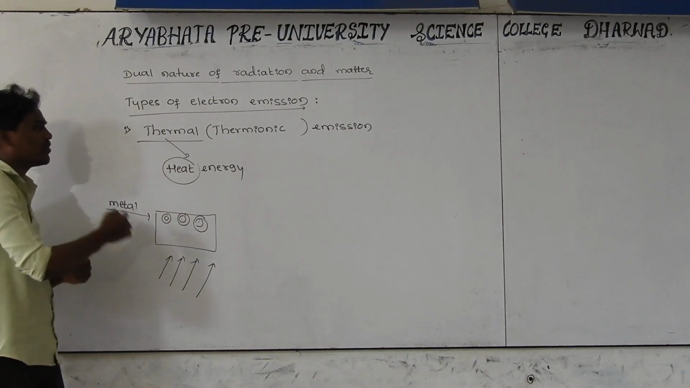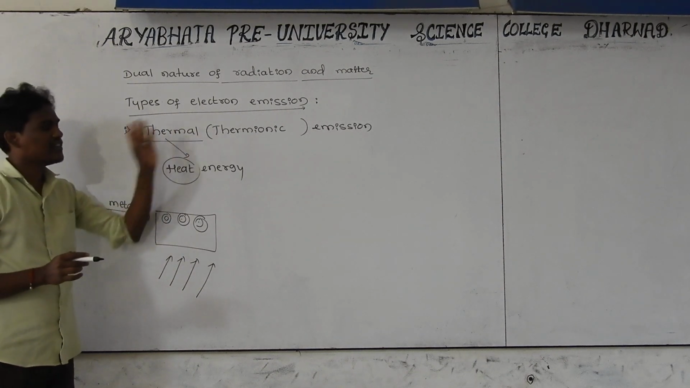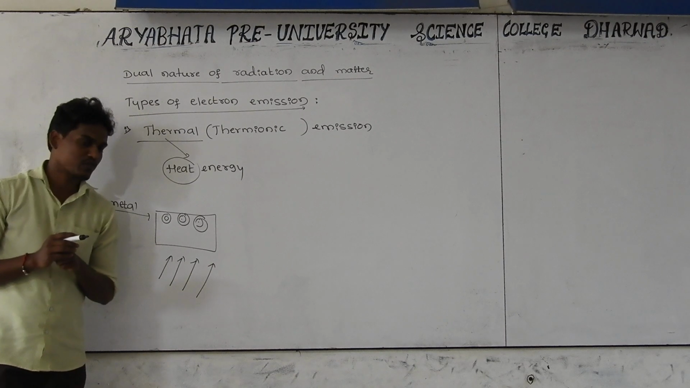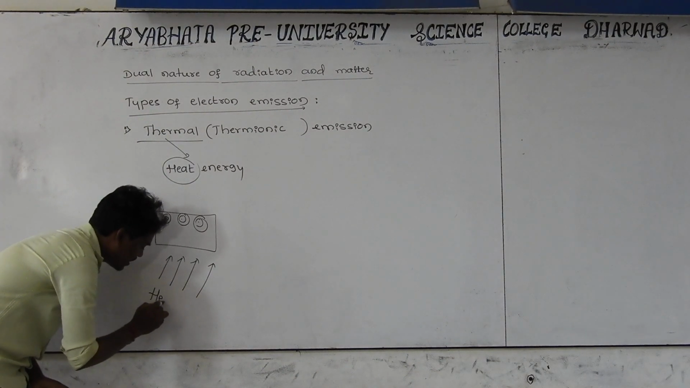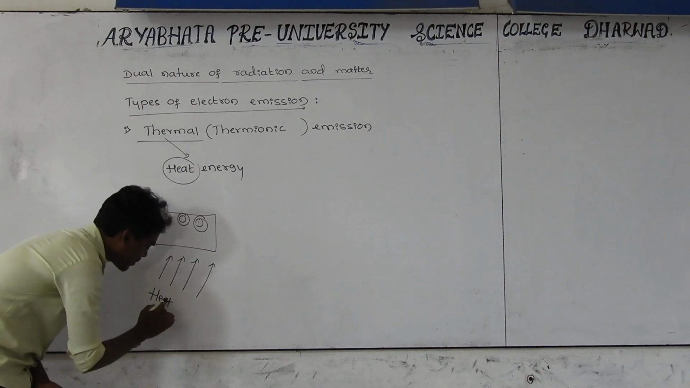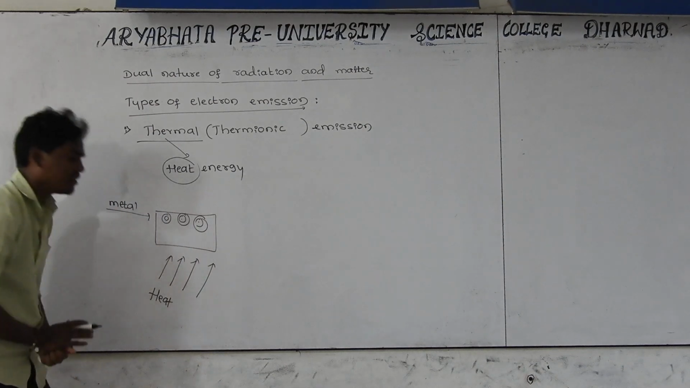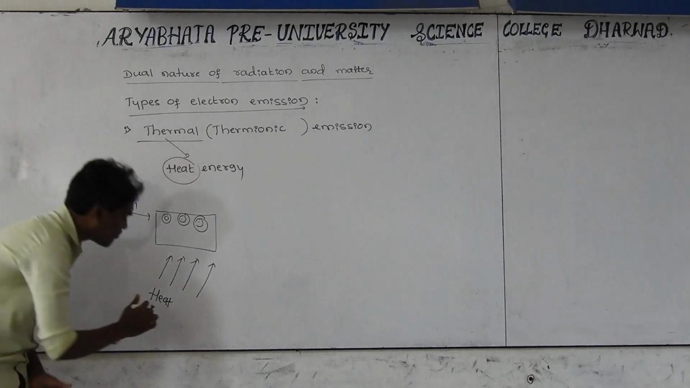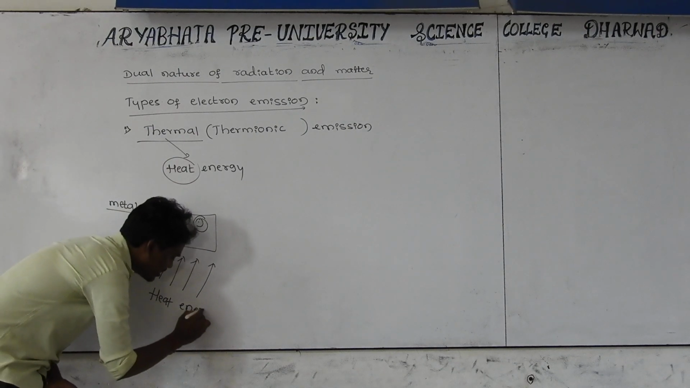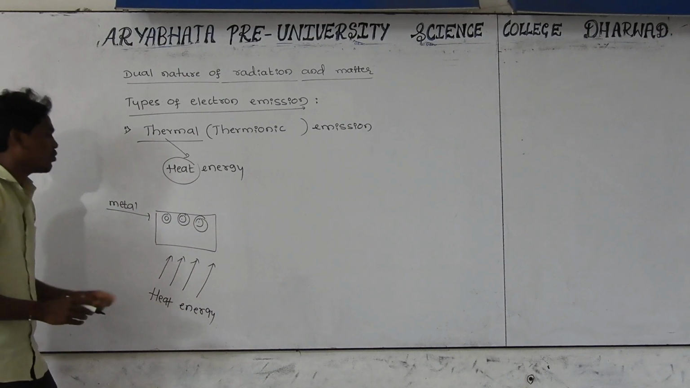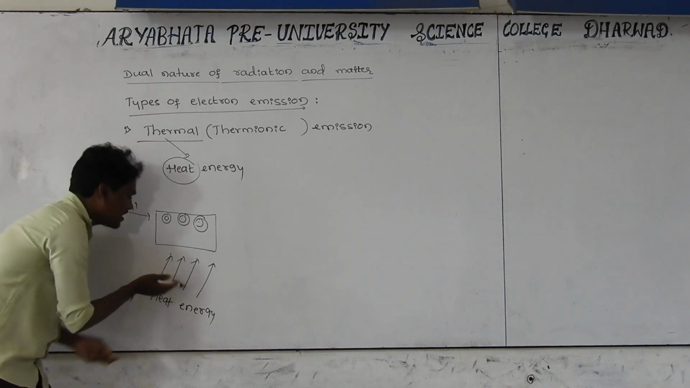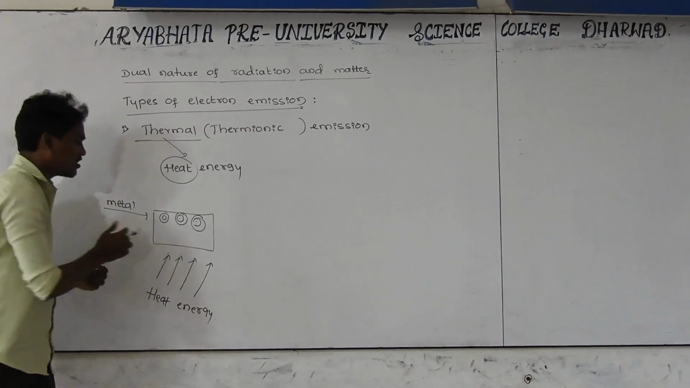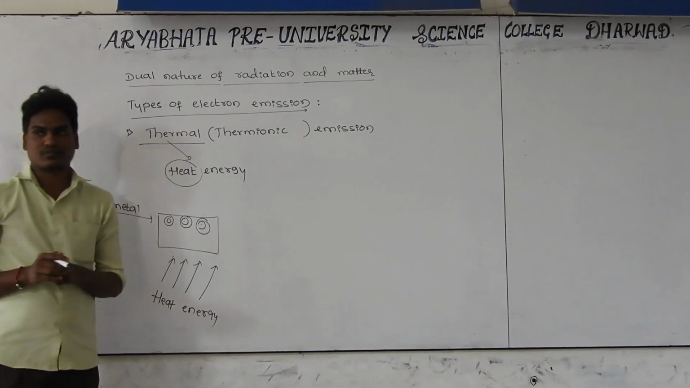That is the thermal method. It means that by using heat energy, we are going to emit the electron from the surface of the metal. In order to emit the electron from this metal, I am supplying some external energy, that external energy in the form of heat energy. Heat energy means you have to heat this metal. Whenever we are supplying the heat energy to this metal, there is a change inside the electron.